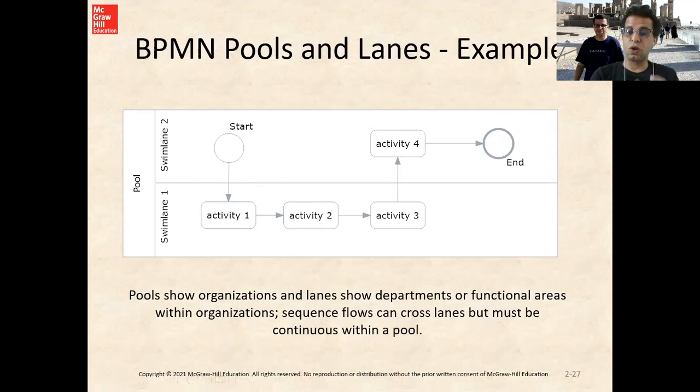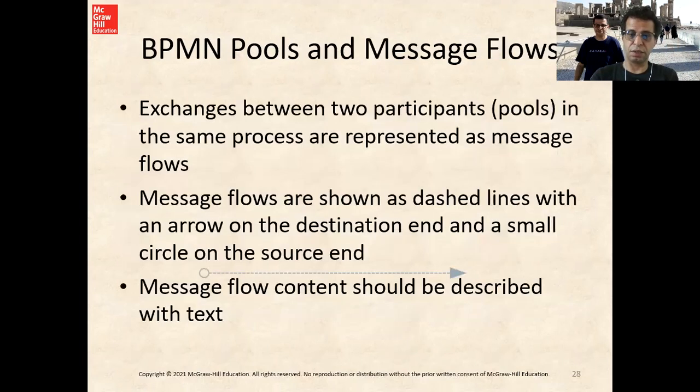So pools show the organization and lanes show departments or functional areas within the organization. The sequence flow can cross the lanes, but must continue within the whole pool. Because if it goes out of this pool, then it needs to have another department or another company involved in it, which is not the case here.